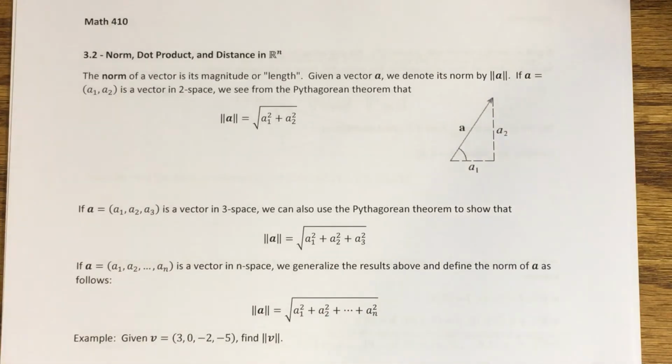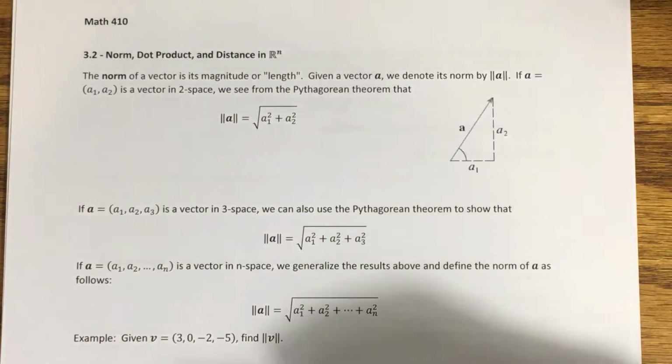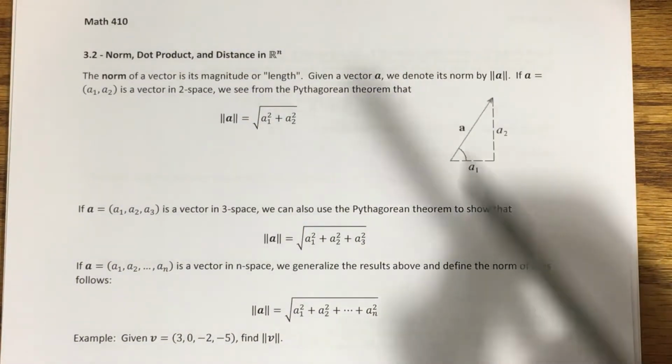Now let's suppose that we have the components of a vector. We have it in component form. And for now, let's think about this vector as being in R2. How do you find the norm of a vector from its component form? How do you find a length?